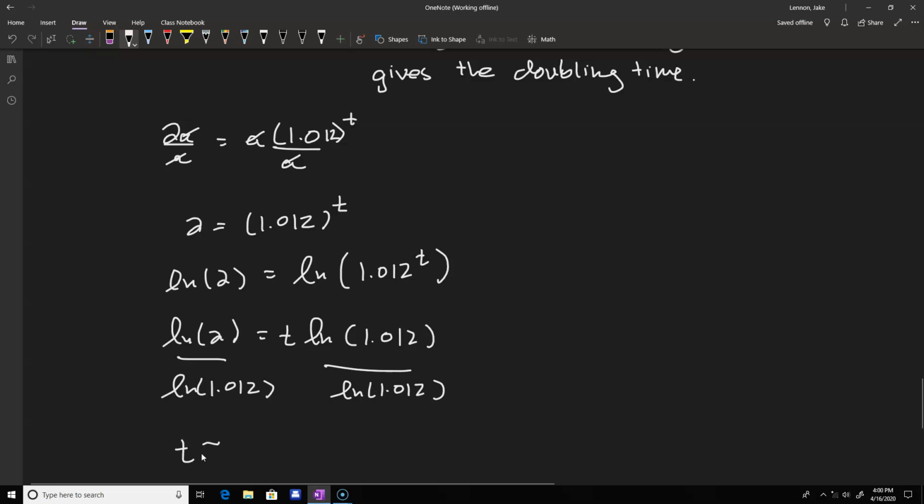We can put that in the calculator to get an approximate value. Again, you could have used common log if you are more comfortable with that, but as long as you're using the same log on both sides, you'll get the correct answer. So this comes out to about 58.11 years, and that would be your answer to this word problem. So that's known as a doubling time problem.